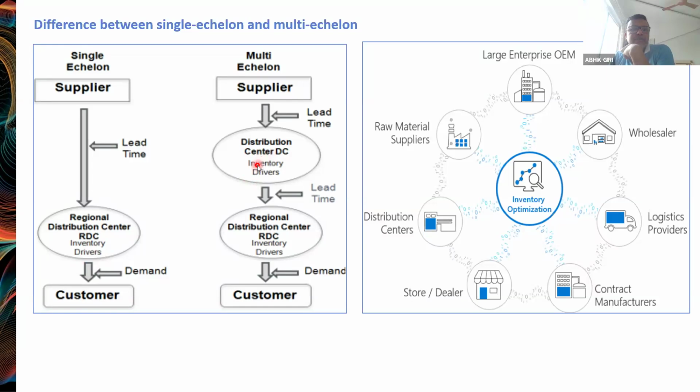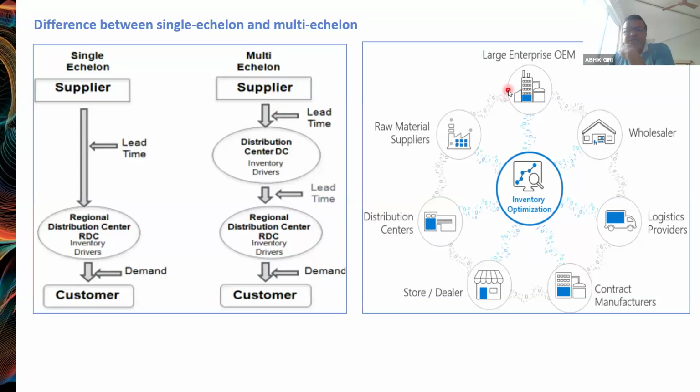So there might be a fulfillment center, and there might be multiple distribution centers, and these distribution centers might have different lead times. That's what we call multi-echelon. In the next class, or probably in the next offline class, we will look at one of the multi-echelon inventory optimization problems, and we'll see how we can formulate that problem.